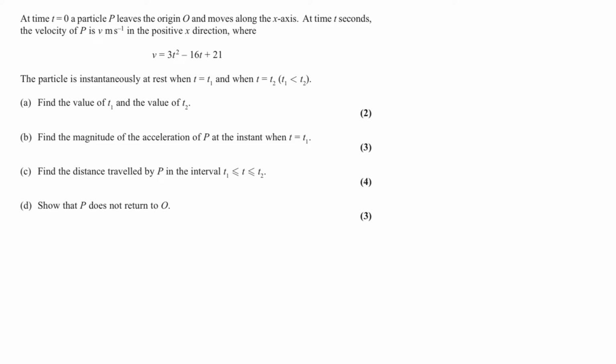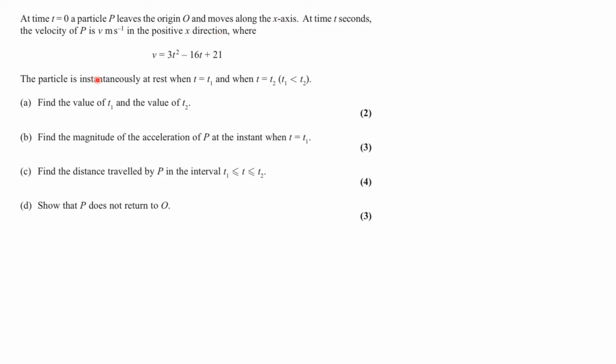Right, so in this question here, you are given the velocity function. That's the general velocity in terms of time. Let's read the question carefully. It's leaving the origin O. So if you imagine the origin on an XY plane, that's where it starts, and it's moving in a straight line along the x-axis, moving in the positive x direction.